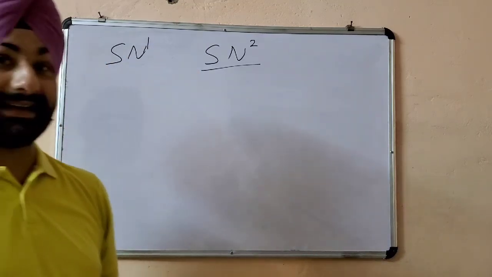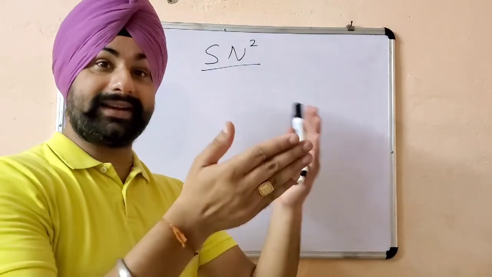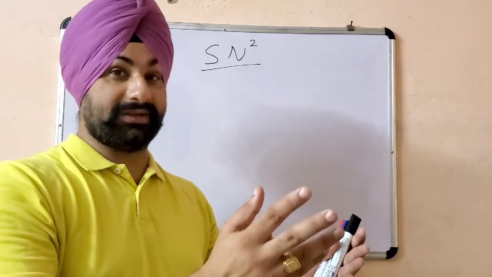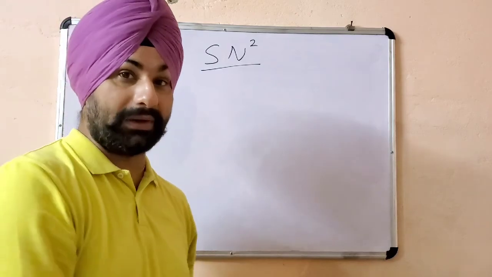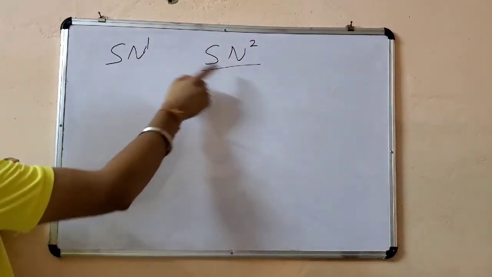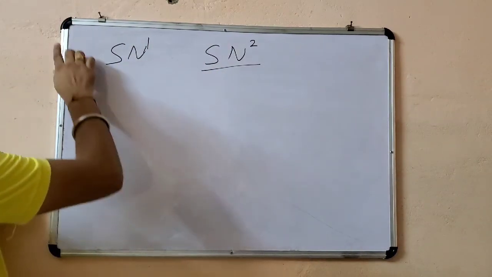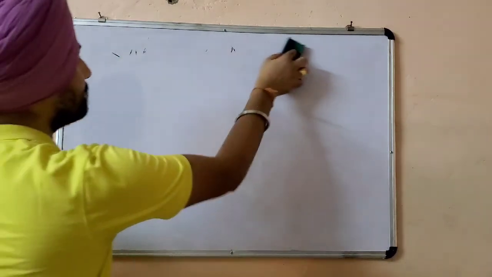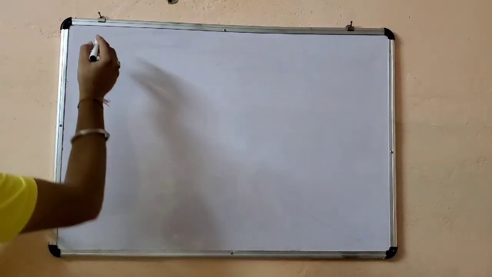We will discuss in detail what these reactions are, what their reaction mechanism is, what factors affect them, and in the last, what the stereochemistry involved is, meaning after the reaction is complete, what stereochemistry results in these two types of reactions. So first of all, let us start with the SN2 mechanism. What is the meaning of SN2 mechanism?